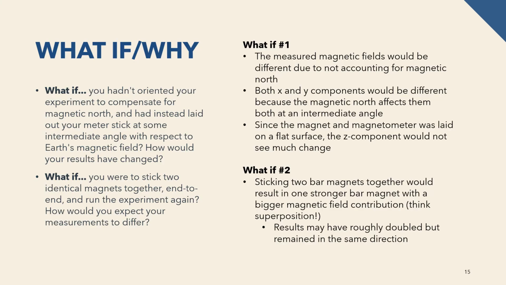What if you hadn't oriented your experiment to compensate for magnetic north? The measured magnetic fields would be different due to not accounting for magnetic north. The only component that should remain unaffected is the Z component, as the magnet and magnetometer were laid flat on a surface.